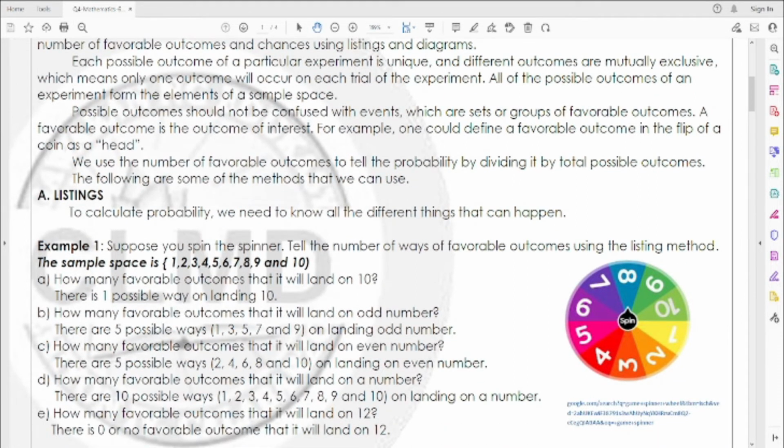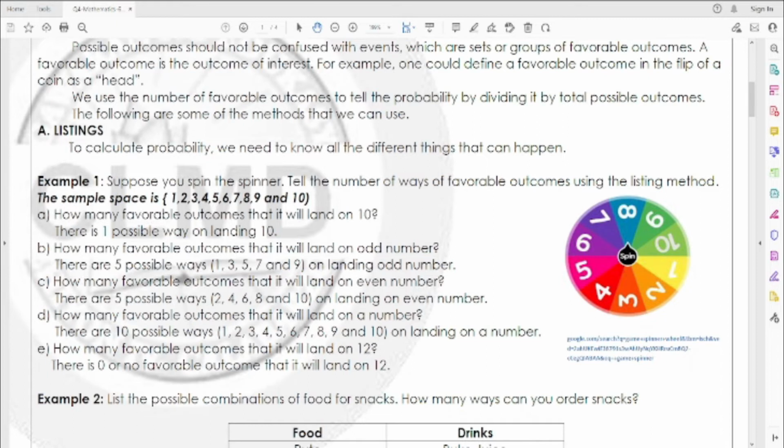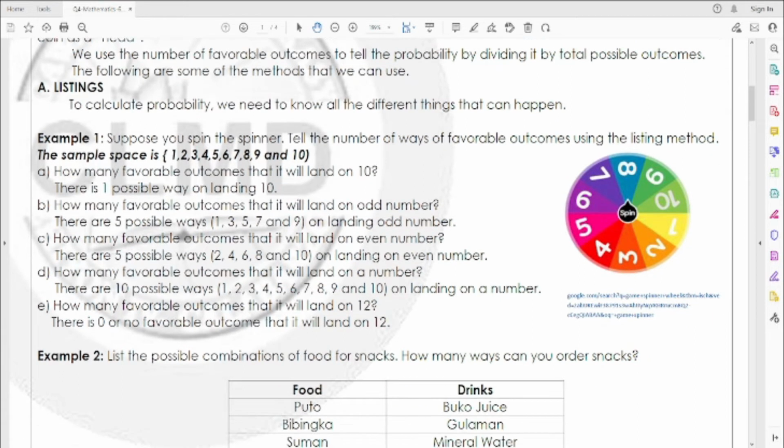To calculate probability, we need to know all the different things that can happen. For example, suppose you spin the spinner. Tell the number of ways of favorable outcome using the listing method. The sample space is 1, 2, 3, 4, 5, 6, 7, 8, 9, and 10. Now, how many favorable outcomes that it will land on 10? There is one possible way of landing on 10.